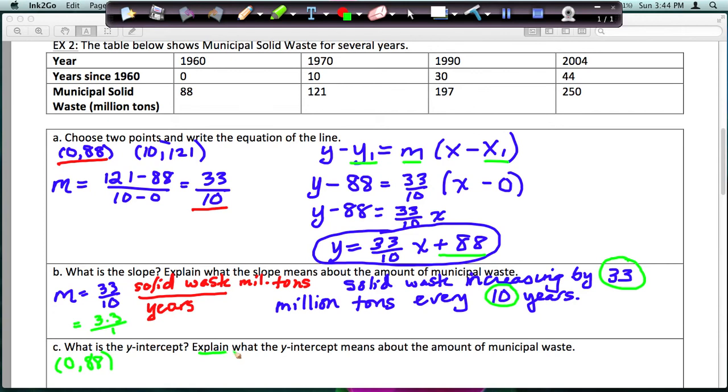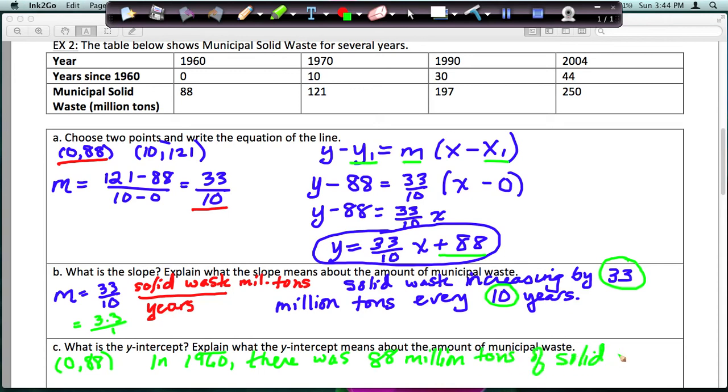And what this means, x is 0, that's our starting year. Sometimes it's your starting value or starting point. In our case, it's the starting year of 1960. So in 1960, the amount of solid waste was 88 million tons. In 1960, there was 88 million tons of solid waste.